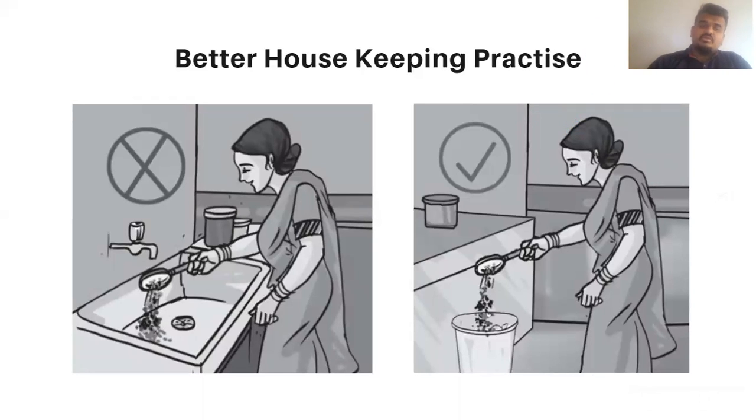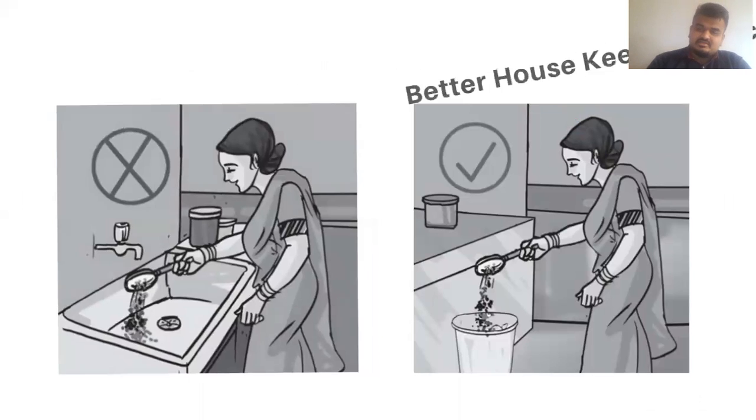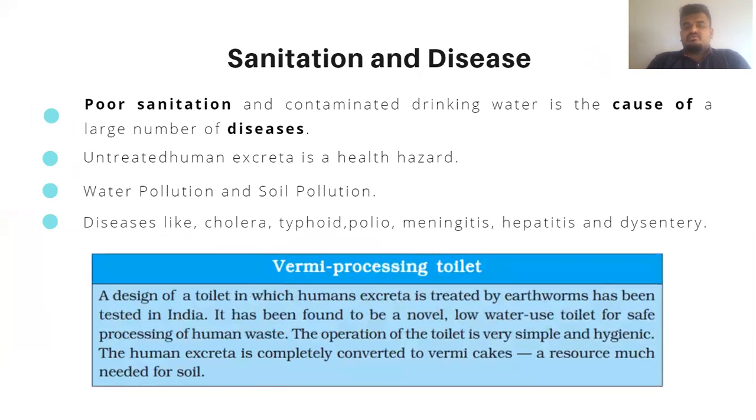In the last session, we discussed better housekeeping practices, and why we need to keep solid waste away, because it chokes the pipes of our sink or wash basin. So in this lecture, we are going to discuss sanitation and disease.